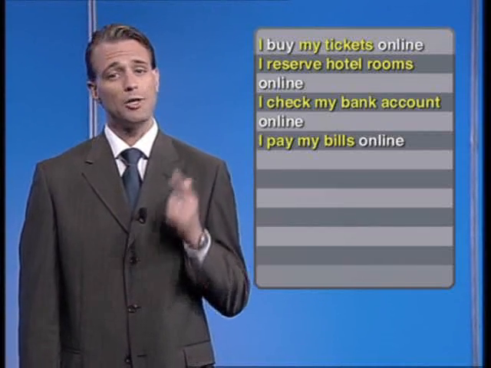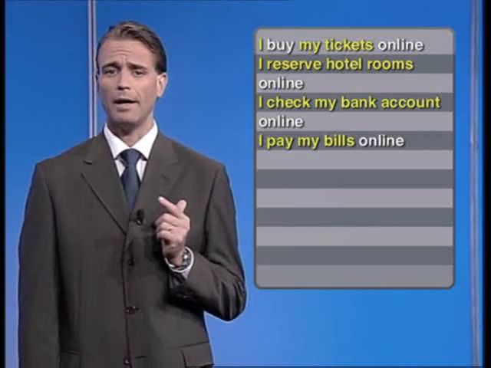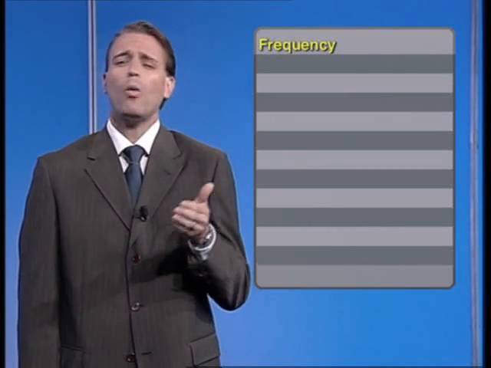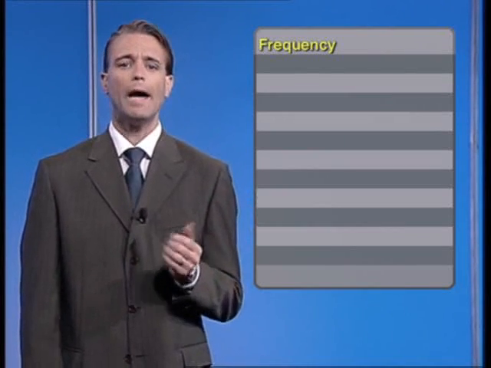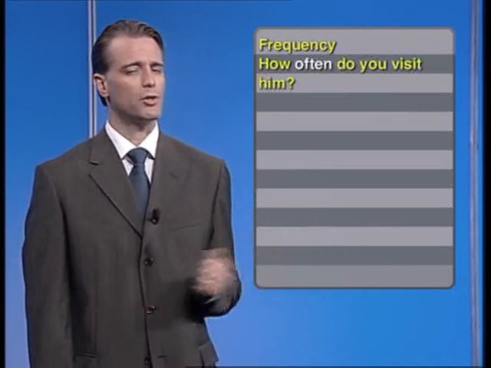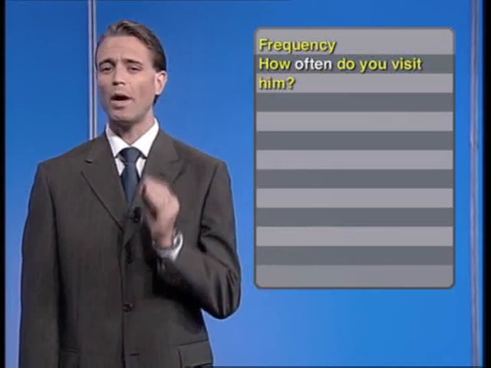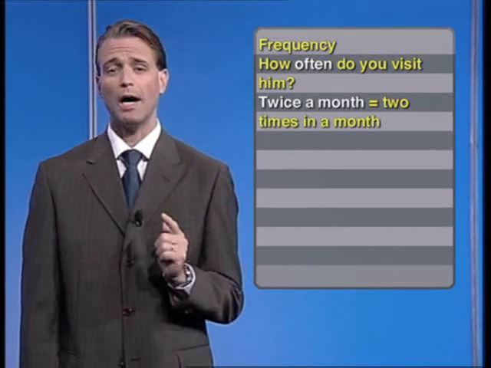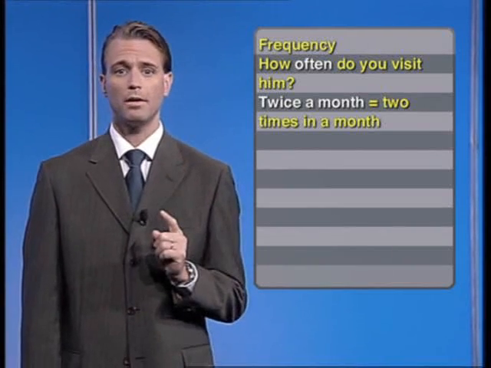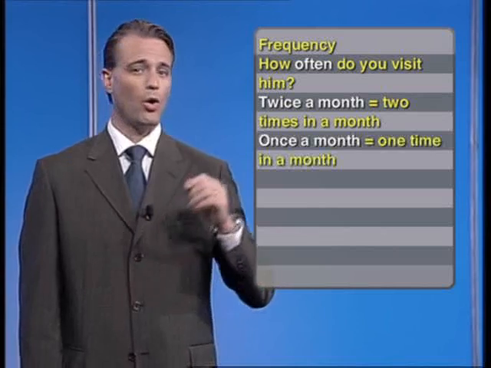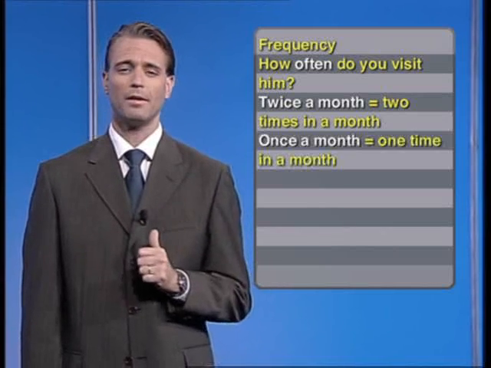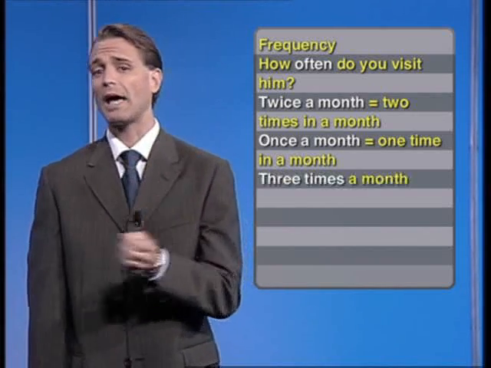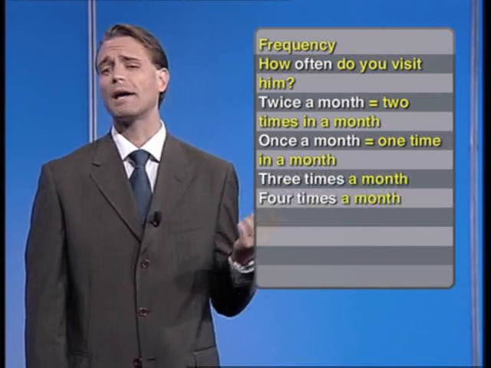Okay, just 2 more things before we say goodbye. The first is frequency. When we say how often we do something, I asked Marie, how often do you visit him? And she said, twice a month. Twice a month means 2 times in a month. Once a month means 1 time in a month. But when we do something more than 2 times, we say 3 times a month, 4 times a month, etc.